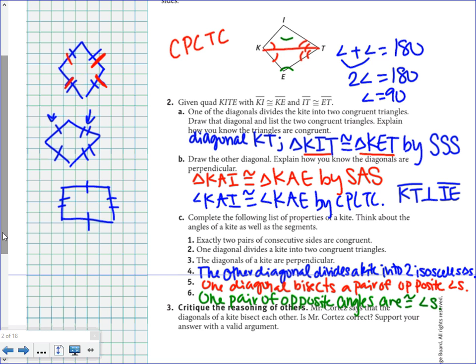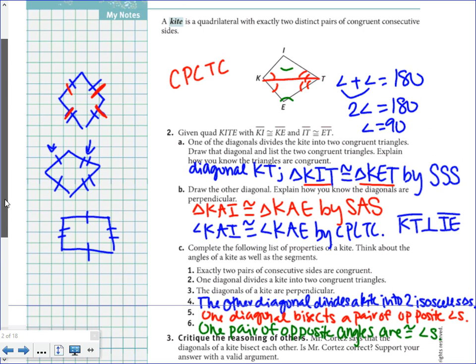So Mr. Cortez says that the diagonals of a kite bisect each other. Is he correct? Support your answer with a valid argument. So there are 2 different ways that you can work through this.